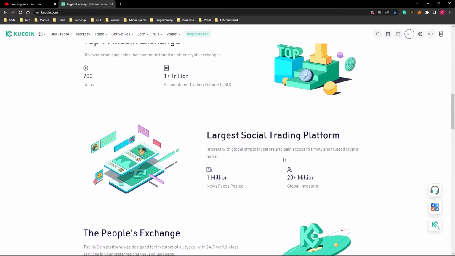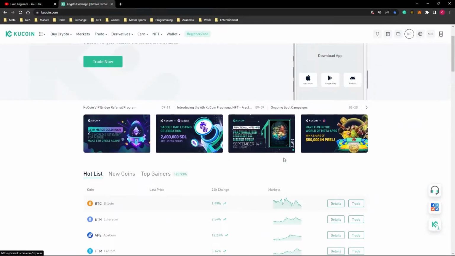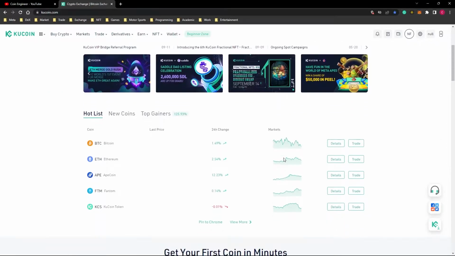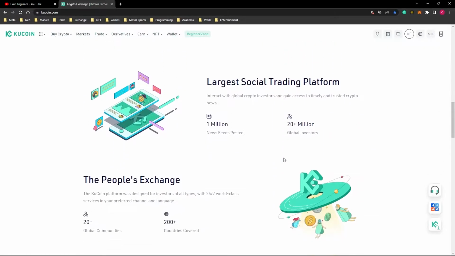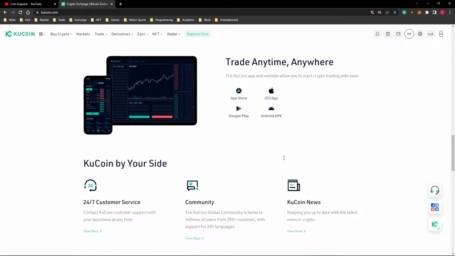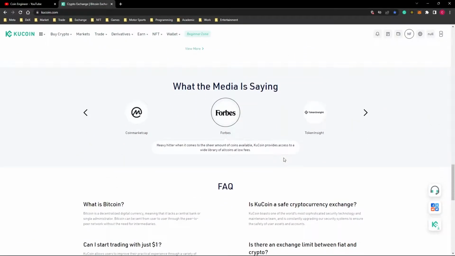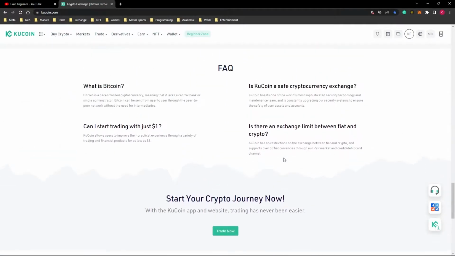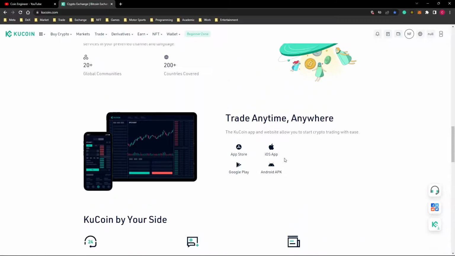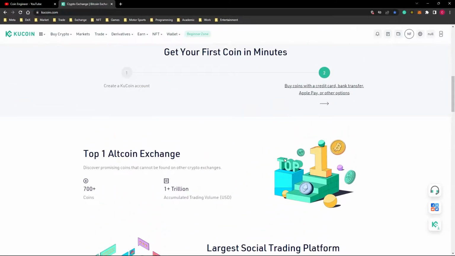Kucoin is a crypto exchange headquartered in Seychelles and launched in 2017. It is one of the largest global exchanges by trade volume and it has over 10 million users in more than 200 countries. Kucoin offers over 600 cryptocurrencies for users to buy and sell.